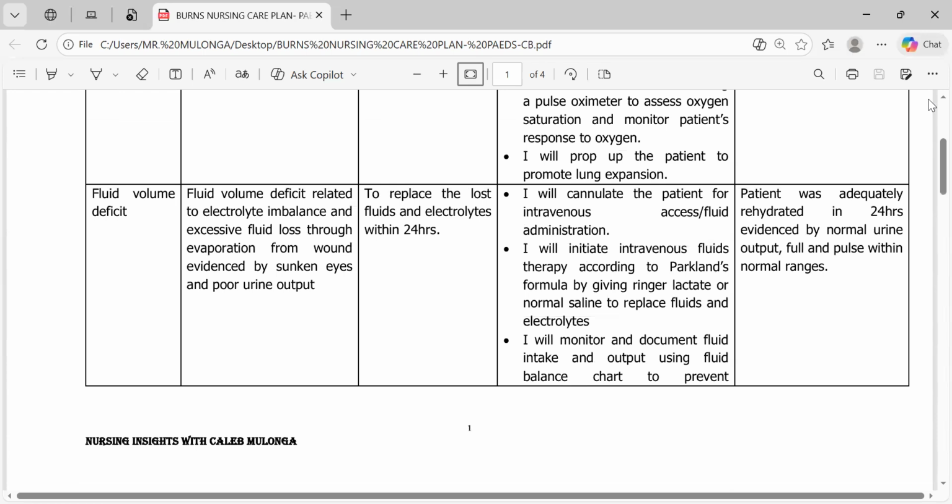The evaluation is: patient was adequately rehydrated in 24 hours, evidenced by normal urine output and pulse within the normal ranges.